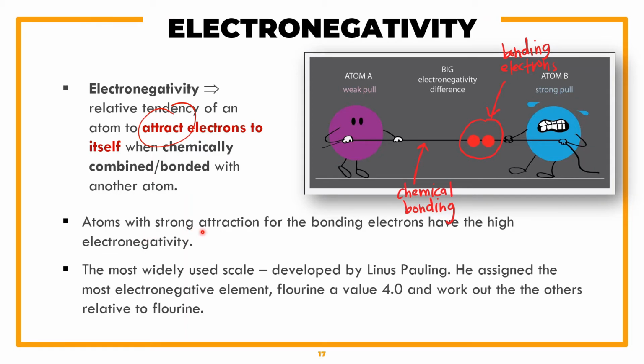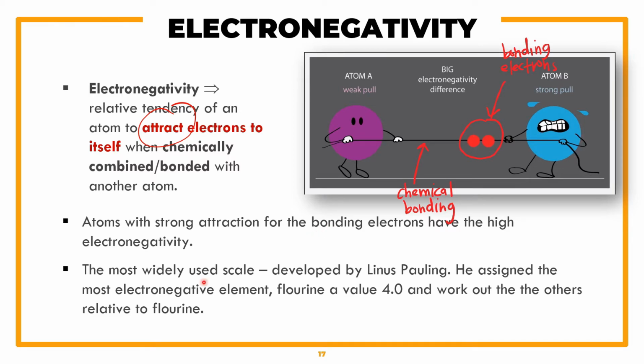An atom with strong attraction for bonding electrons will have high electronegativity. So we have seen from this example just now, this atom pulls the bonding electrons to itself more than this atom. So we can say that this atom has stronger attraction for the bonding electrons, and thus it will have a high electronegativity value.